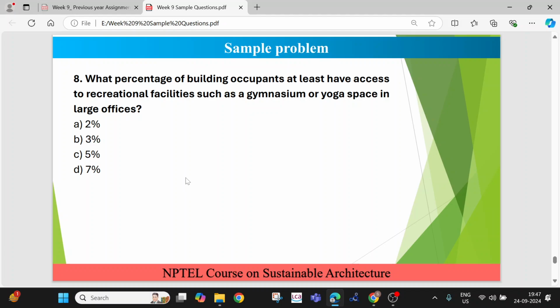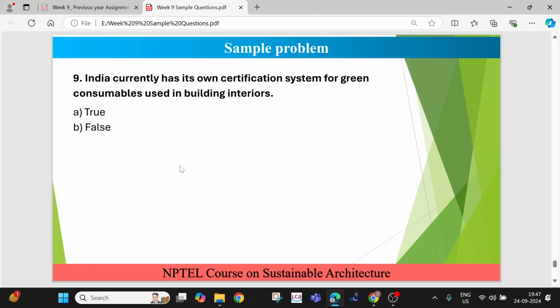Fine. Here is the next question. Question number 9. India currently has its own certification system for green consumables used in building interiors. Is this true or false? This was also discussed in the last video after 16 minutes. You can watch the video at the 16 to 17 minute interval and see how ma'am has very well discussed this. So whether India has its own certification for green consumables or not.